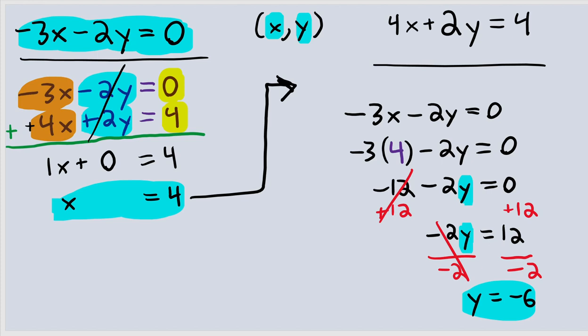Y equals negative 6. And since I have an x and I have my y, I have my coordinate pair. The answer is 4, negative 6. Now, you're going to notice the steps here are really easy.